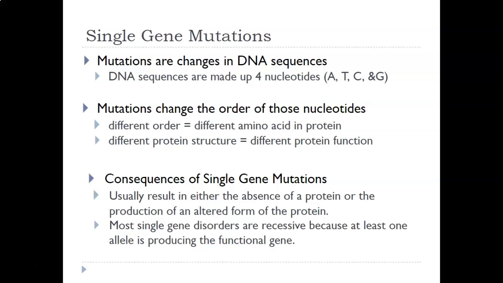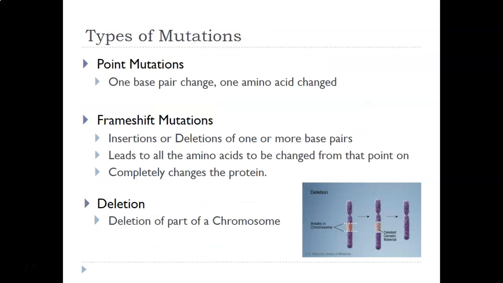So some consequences here is usually it results in either the absence of a protein or the production of an altered form of the protein, meaning that it's not doing what you want it to do. Most single gene disorders are recessive because at least one of your alleles is going to produce the functional one. So that functional allele is going to mask the allele that holds that gene disorder. And we saw this in our adventure in dog hair, right? If you had even one of the capital letters, you were getting a functional protein instead of a non-functional allele or a non-functional protein.